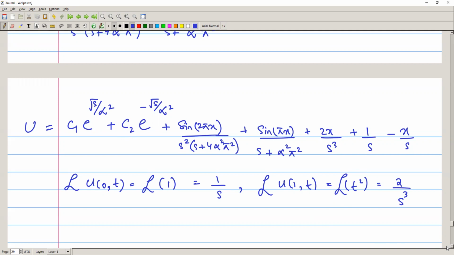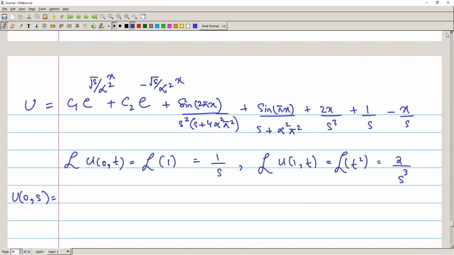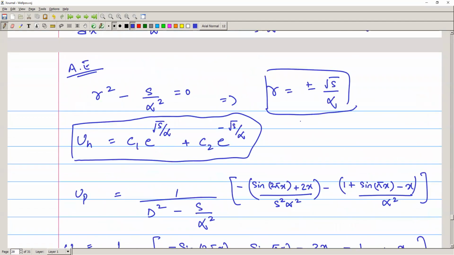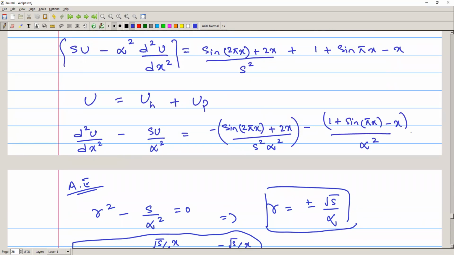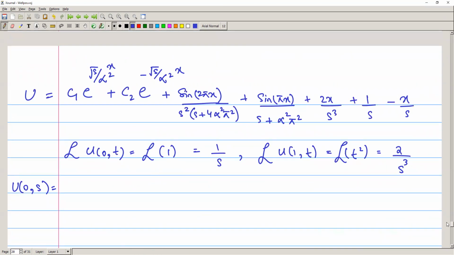Now we can apply the transform, right? So now u of 0 comma s will be equal to... I forgot to write x here. It's my mistake, sorry. In the previous steps, I also think I forgot to write x. Yes, it will be x and x, right? Because we can see that we are dealing with a function of x here. So now we can apply the boundary condition.